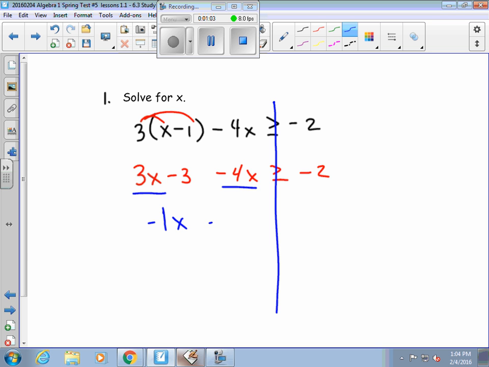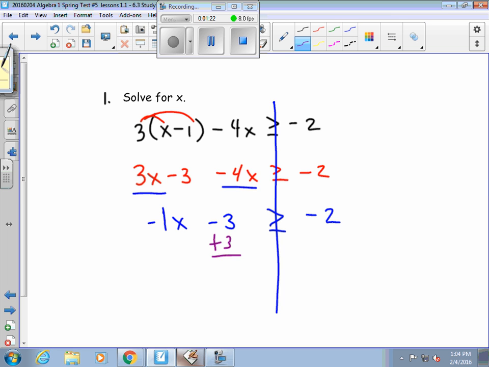Negative 1x is still minus 3, and it's greater than or equal to negative 2. Nothing changed in that regard. Now, you can't put negative 1x and negative 3 together since they're not like terms. Now it's time to start undoing things. Undo the fact that it says minus 3 by adding 3.